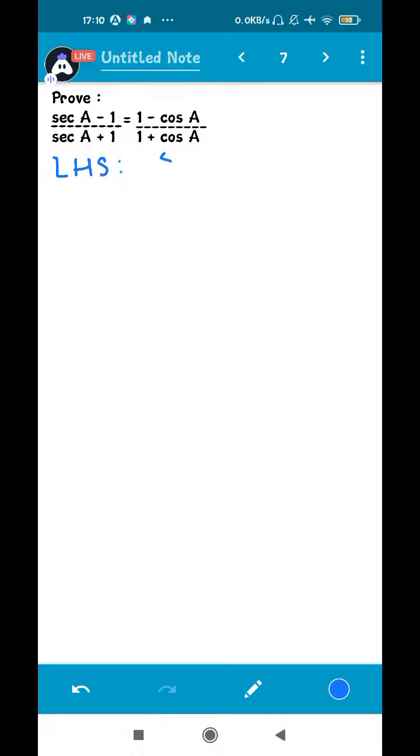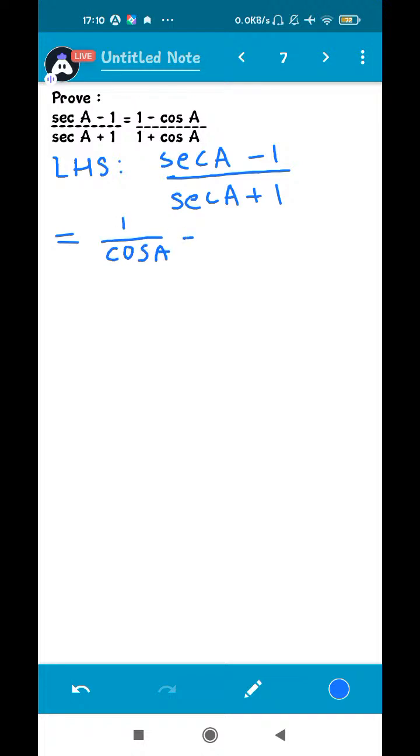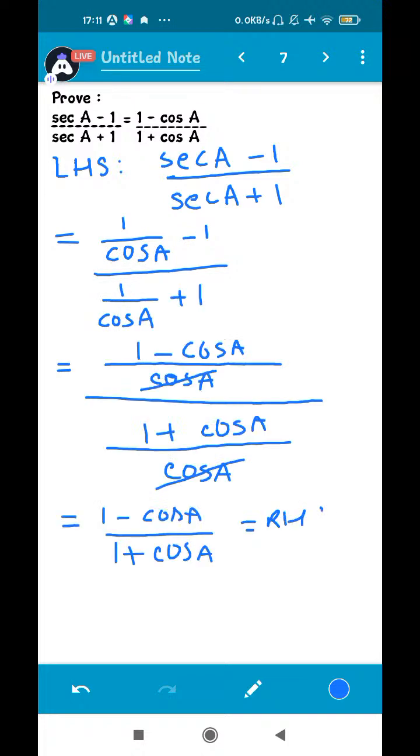So LHS is sec A minus 1 divided by sec A plus 1. Sec A can be written in terms of cos A, as 1 by cos A. Let us do that because in the right hand side we have to prove in terms of cos. So we will convert sec into cos. So 1 by cos A minus 1, divided by 1 by cos A plus 1, this is equal to RHS. Very simple. Just 2 steps and we are done. RHS proved.